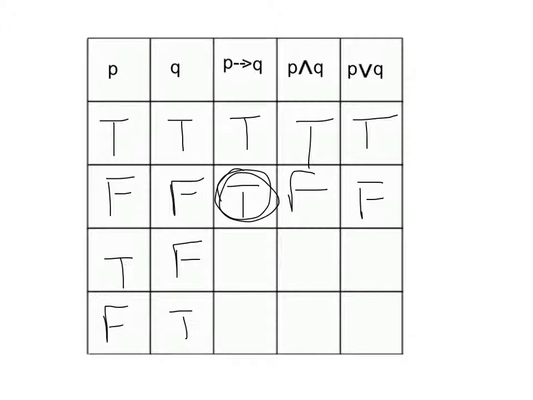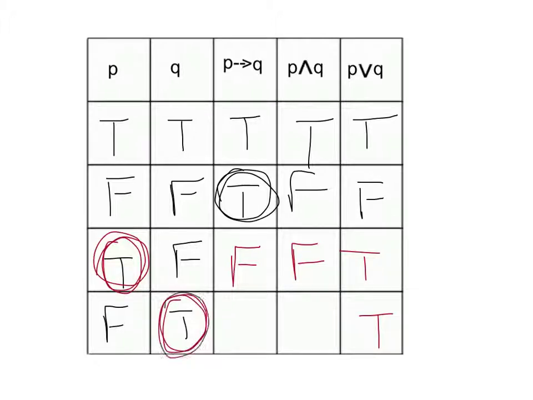Let's look at the next row. If one is true and the other is false, this column is going to be false. I changed colors. P and Q: no, they were not both true, so that's false. P or Q: that's going to be true because this one here is true. Same down here with this one. This will be true, and the others will be false, because P or Q is true, so that makes it true.